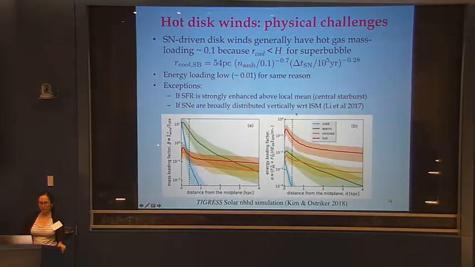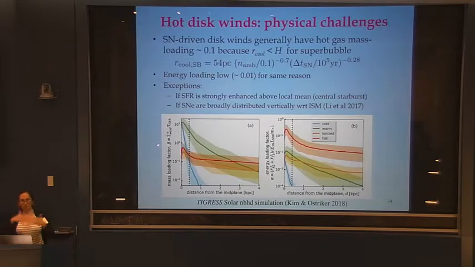So what are the challenges? Well, for hot disk winds, the big challenge is that generally, if you put the numbers in, the cooling radius is actually smaller than the disk scale height. That shouldn't be too surprising because the disk scale height is actually set by superbubbles. So you can't escape because you're just running into the material that was pushed there from the last superbubble. Since gas tends to cool before it escapes from the galaxy, the amount that is actually available to escape is relatively small.